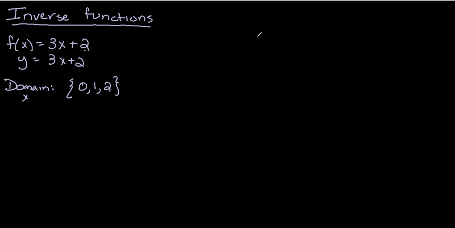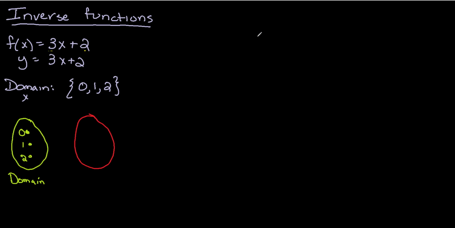Now, let's take a look at a picture of what this function would look like. In our domain, our starting set, we have the numbers 0, 1, and 2, and I'm going to label that domain. Now, for my set of output values, we have to see what we're going to get. When I take x equals 0 as my input, where does it get mapped?